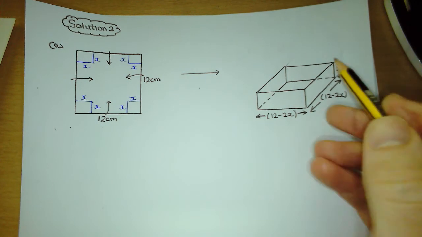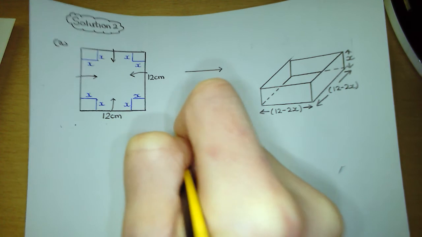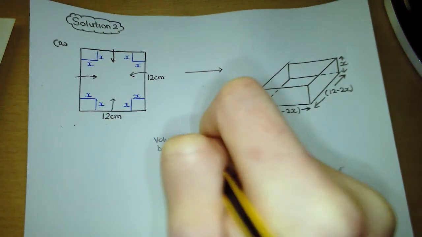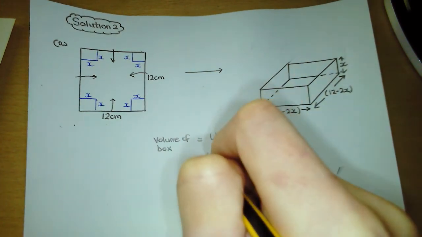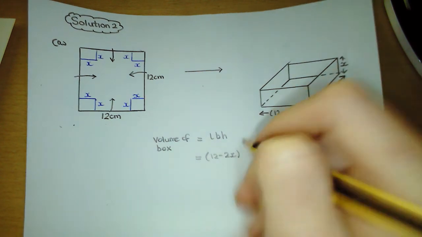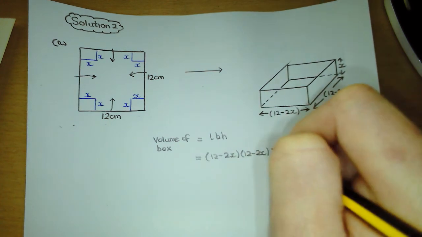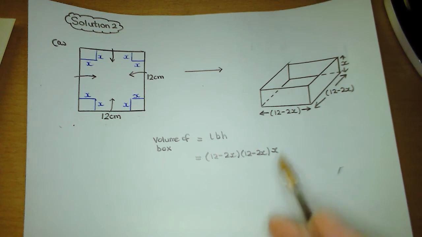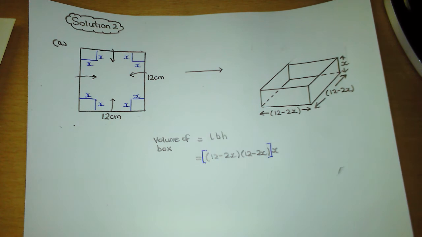So now we can get an expression for the volume of the cuboid. So volume of box, that's length times breadth times height, and then put in the expressions. So we've got 12 minus 2x multiplied by another 12 minus 2x, then multiplied by x. So the plan then, we're going to multiply these two brackets together and then multiply the result by x. So I'm going to put brackets around the pair of brackets to do those first.